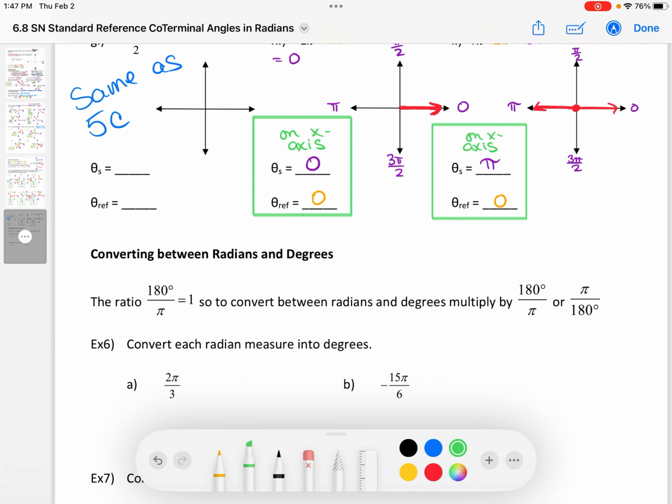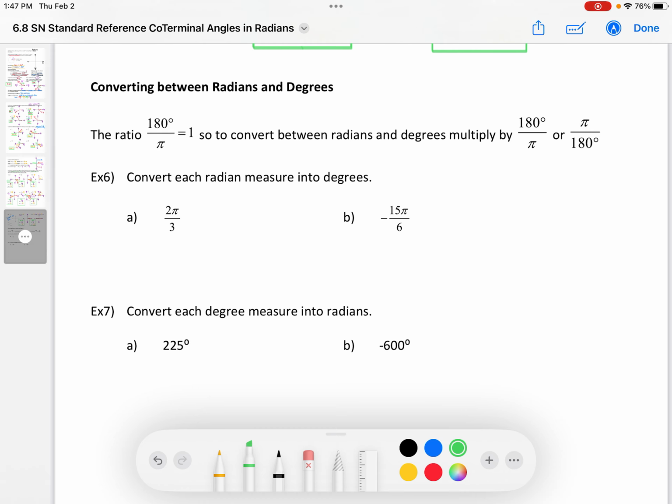Now, one other piece we want to look at in this lesson is converting between radians and degrees. From the very beginning of this lesson, we learned that 2 pi radians is equivalent to 360 degrees. So that meant that pi radians is equal to 180 degrees. Well, with that fact, 180 over pi is equal to 1. So is pi over 180. So to convert between them, we multiply by that ratio, either 180 over pi or pi over 180.